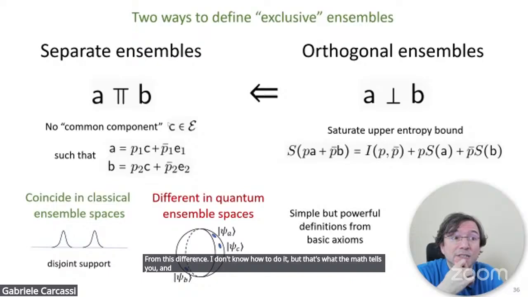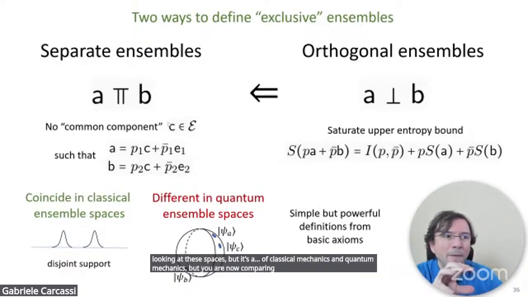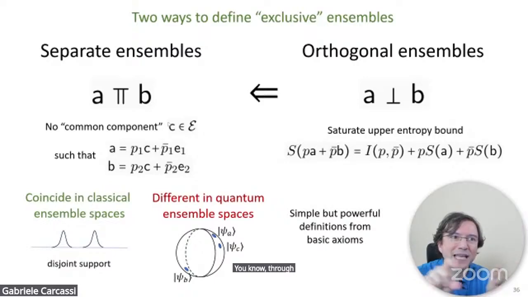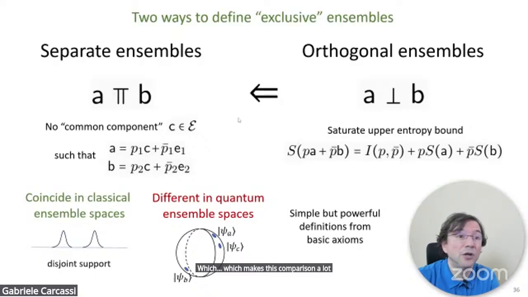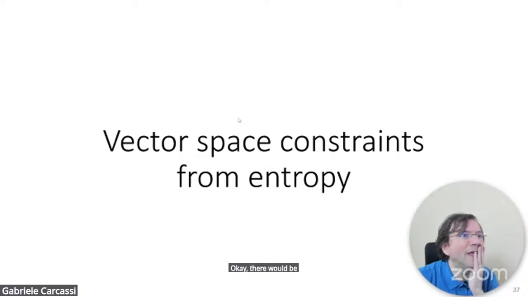And that's very interesting because this is a completely different way of looking at these spaces, of classical mechanics and quantum mechanics. You are now comparing them through some set of axioms that are the same for both of them, which makes this comparison a lot easier to do because now you're talking about things that are similar to each other. Okay, there will be lots of other things, but we have to move on.